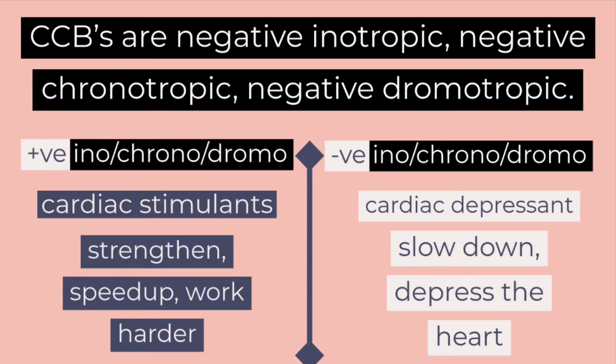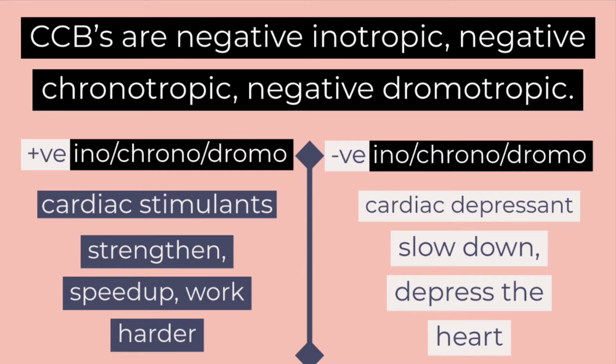Calcium channel blockers are negative inotropic, negative chronotropic, negative dromotropic. So let's forget all these confusing terms. I just want to say inotropic is related to contraction, chronotropic is related to heart rate, and dromotropic is related to the rate of conduction through the AV node.